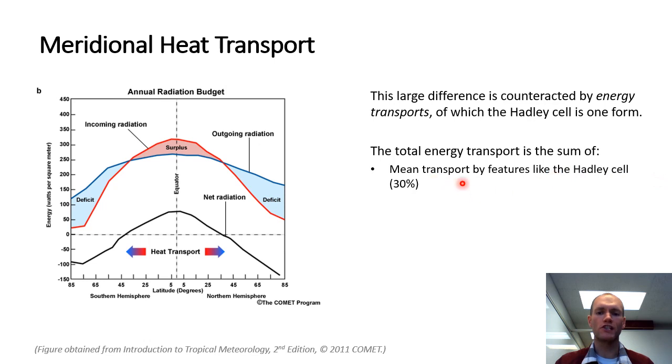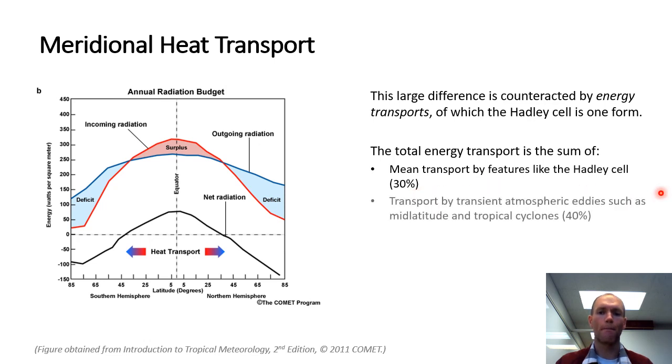First one is mean transport by features like the Hadley Cell. And as you get to higher latitudes, this also includes things like the Ferrel Cell and the Polar Cell that you might have been introduced to prior to this class. In total, these features comprise about 30% of the total meridional energy transport across the globe when averaged over the course of a year.